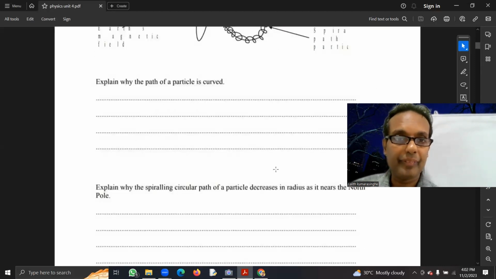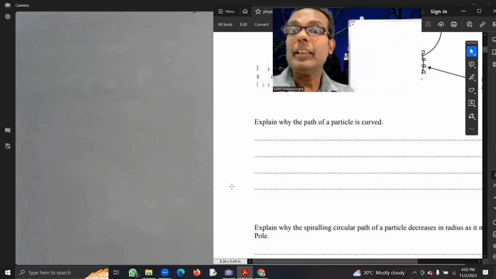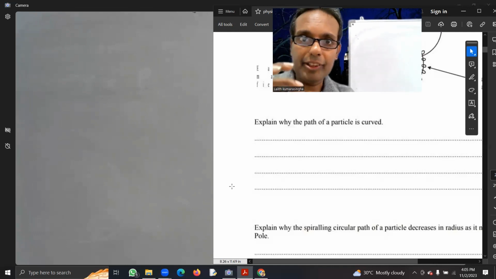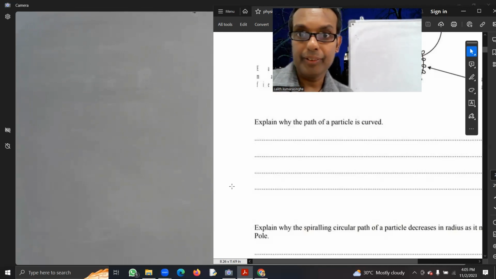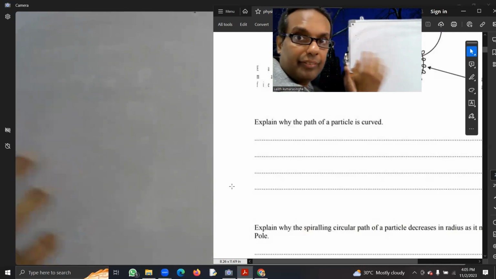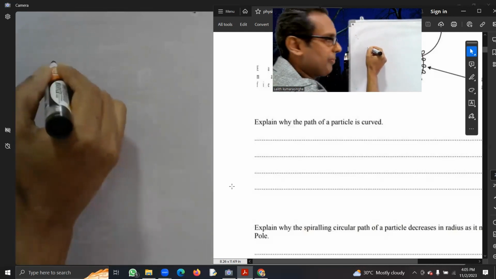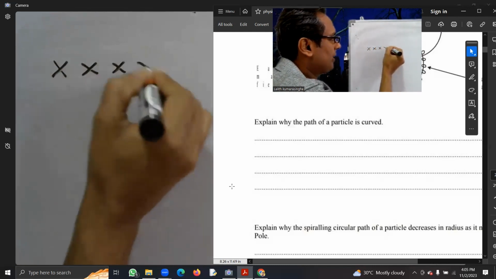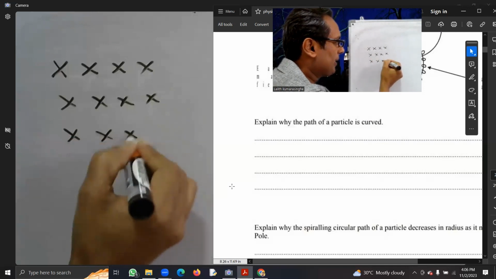Then they are telling us to explain why the path of the particle is curved. This is very common. A charged particle moving in a magnetic field will always move in circular motion. You must be able to describe that. This is a general question and a general answer. Learn it by heart. So you have to mention the charged particle is moving, first thing, perpendicular to the magnetic field.